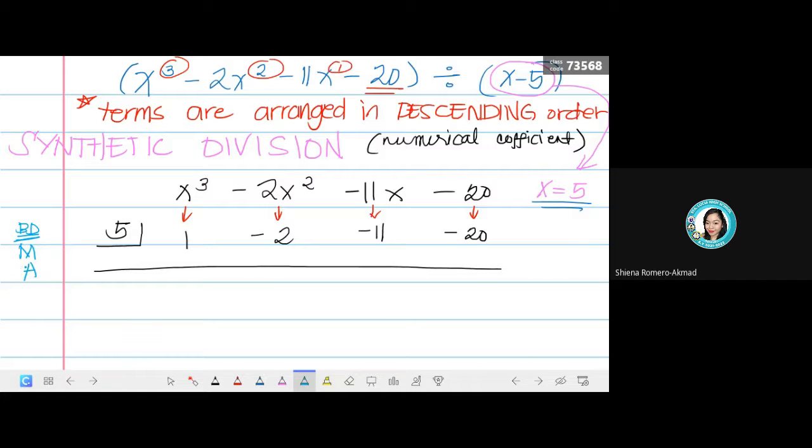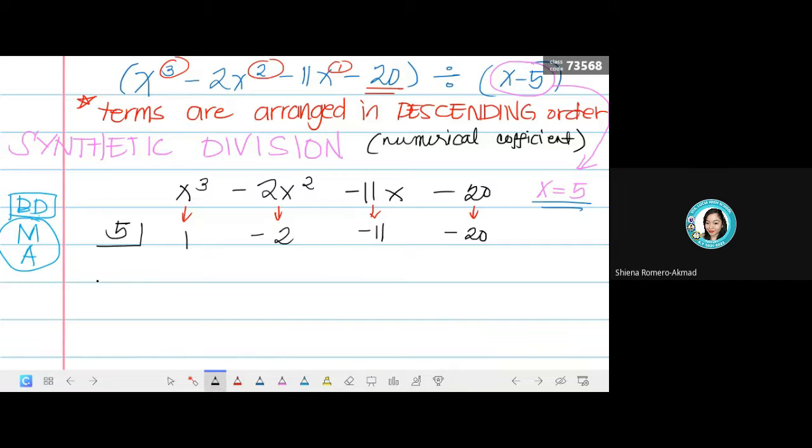Bring down, multiply, add. Si bring down, sa umpisa lang siya gagawin. Ang pinaka-ginagawa dito is to multiply and add. Ayusin lang natin. Si bring down, sa umpisa lang yan gagawin. After mo na mag-bring down, ang pinaka-process na gagawin mo na ay multiplication and addition. So let us do that.